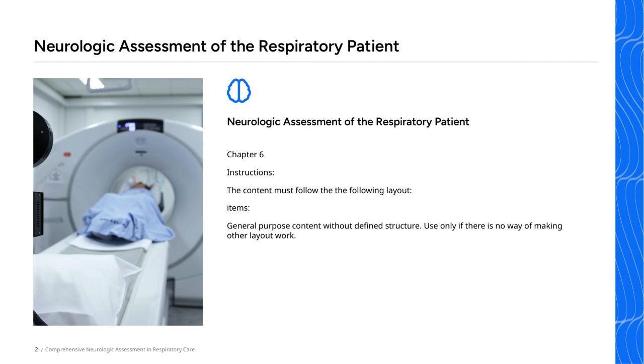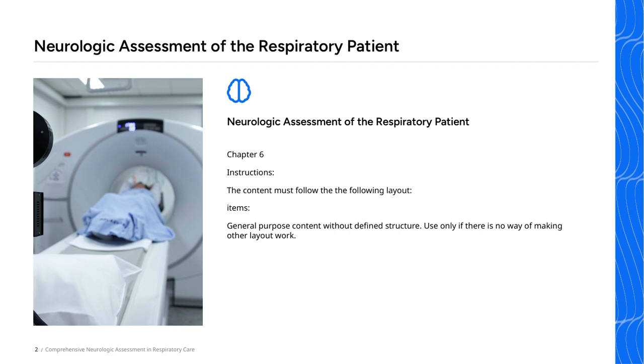A comprehensive neurologic assessment involves examining various aspects, including mental status, cranial nerve function, motor and sensory responses, reflexes, and coordination. By thoroughly assessing these areas, we can identify any neurological deficits that could compromise breathing, such as impaired airway reflexes or muscle weakness. It's important to remember that neurological issues can sometimes be subtle, but have significant effects on respiration. For example, a patient with a brain injury or neurological disorder might not be able to protect their airway effectively, leading to increased risk of aspiration or respiratory failure.